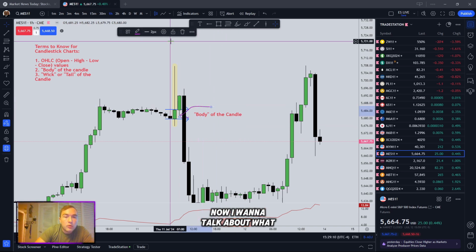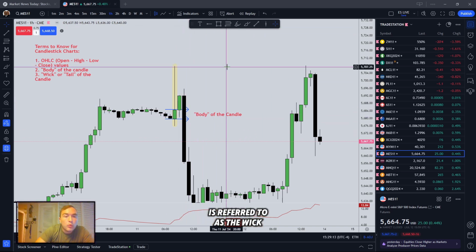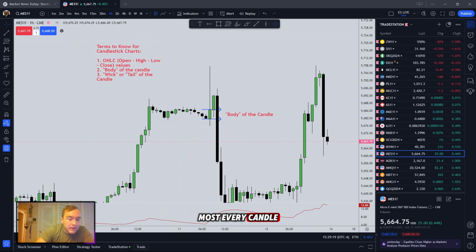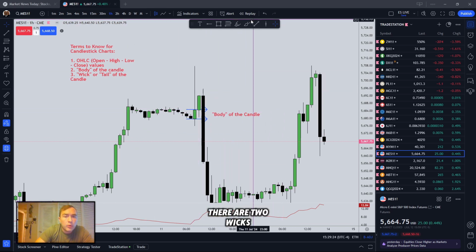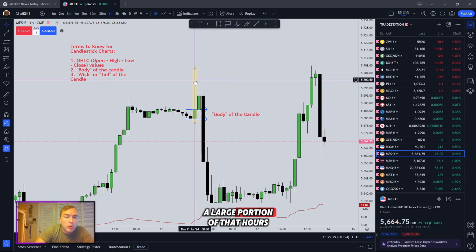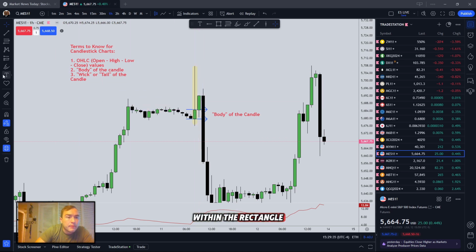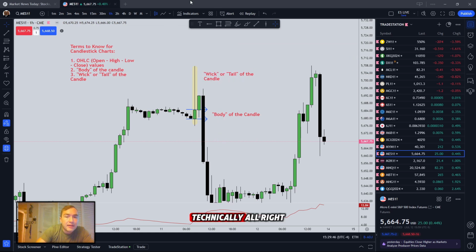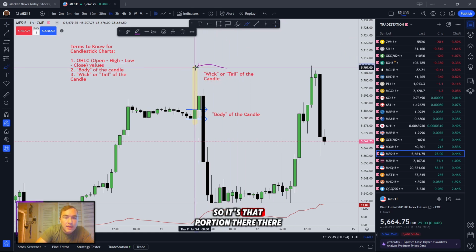Now I want to talk about what is referred to as the wick. Now, there are 2 wicks on most every candle. Not necessarily, but on most every candle, there are 2 wicks. So on this candle that I took the example of, notice that there's a large portion of that hour of trading that is not within the rectangle. That portion is called the wick, or tail of the candle. Okay, technically, all right, so it's that portion there.